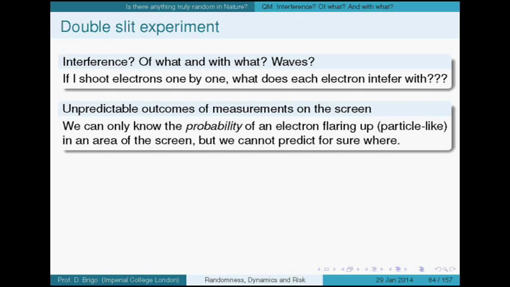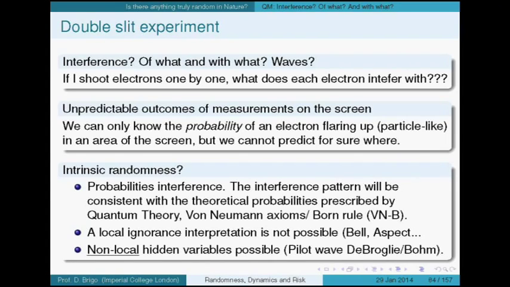And, as I said, we can have the probability of an electron at a given area in the screen, but we cannot predict where it will hit the screen. So this is random, but it's more than just all random theories, I said, because probability seems to interfere, actually, which is something new. Before quantum theory, we didn't have any kind of system that behaved like that.